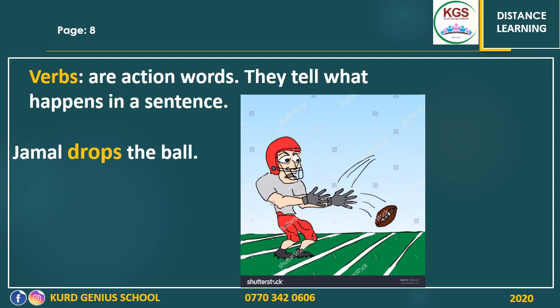The verb is drop. As you see, the verb's color is yellow. I have colored all the verbs in yellow. Drop is an action, which is a verb. Look at the picture on the right side. You see how to drop the ball.